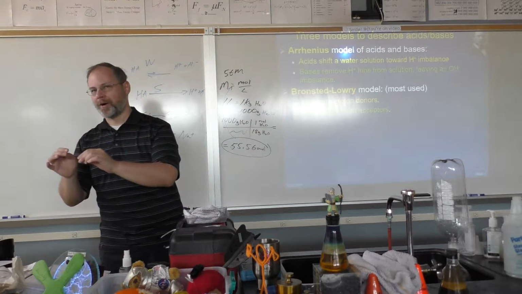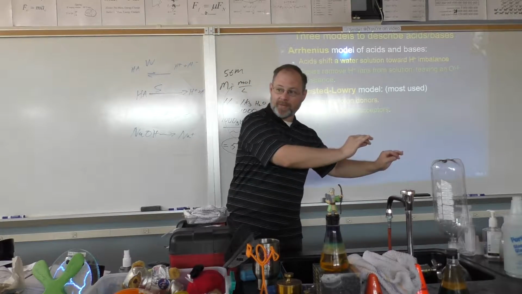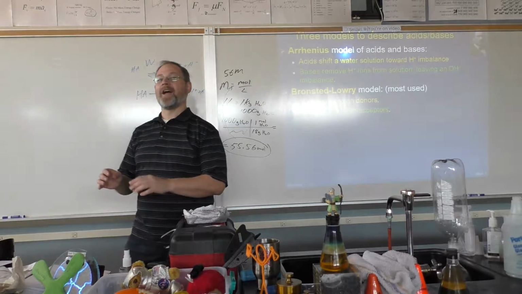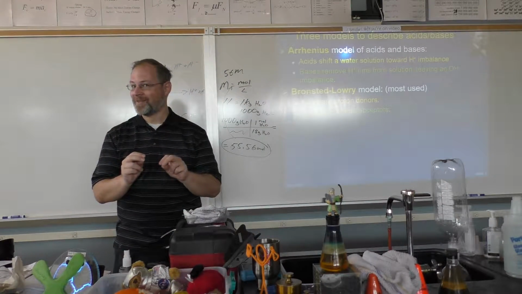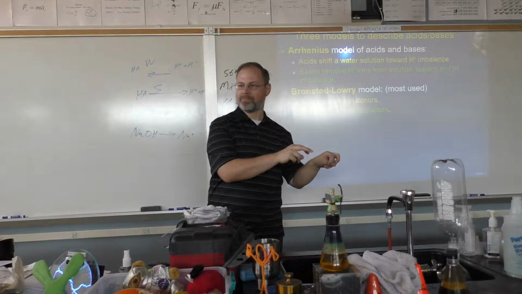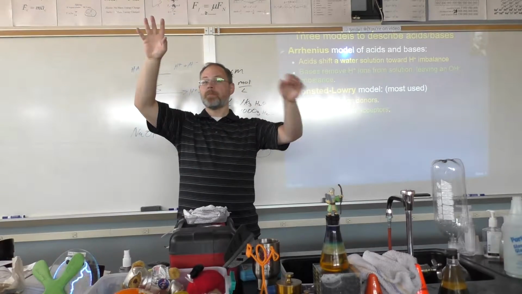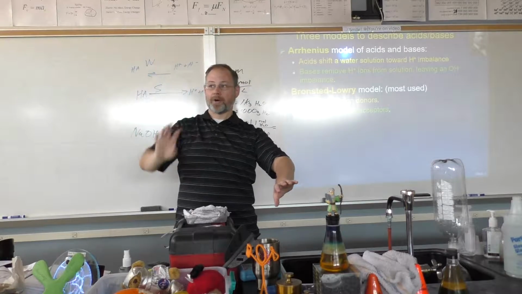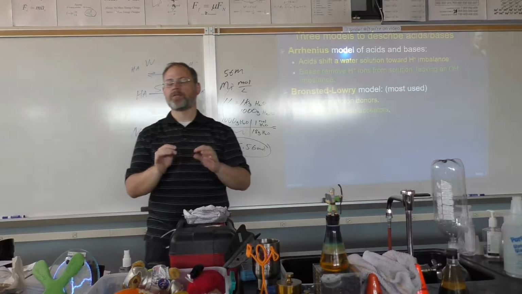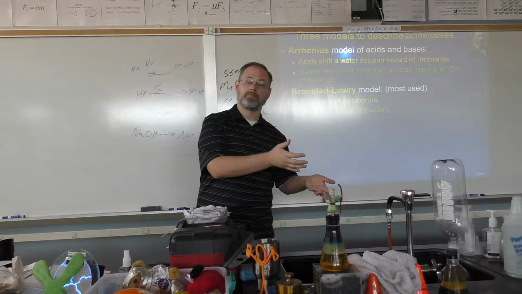A stronger weak acid makes a weaker weak conjugate base. One more time: we're talking about weak things now. Stronger makes weaker, weaker makes stronger. So a weaker weak acid makes a stronger weak conjugate base.